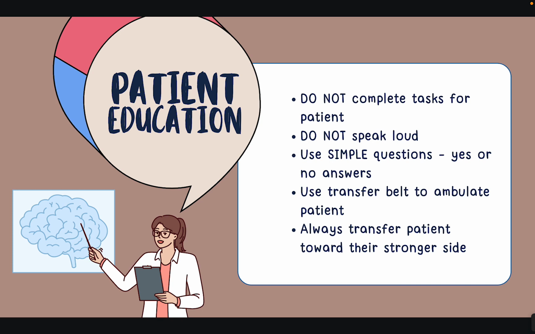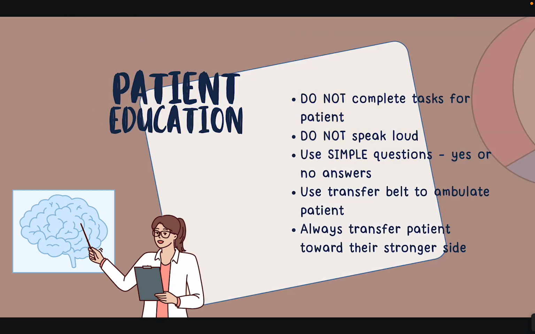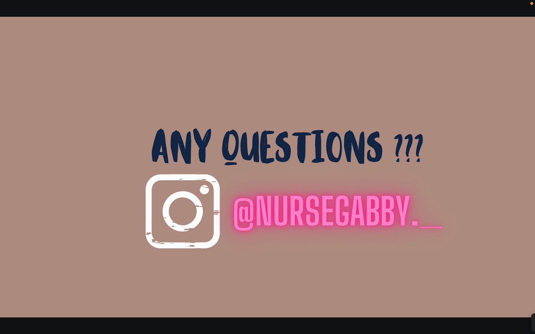Also, if your patient is able to ambulate, make sure that you're using your transfer belt to ambulate the patients. And when you're transferring the patient to, let's say, the bed or a chair or whatever it is, always transfer your patient toward their strong side. And that is it for our strokes.